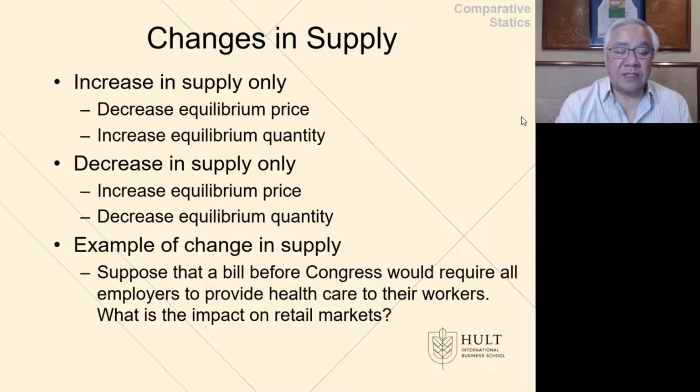And this is Congress. And we'll say that there's a bill before Congress that will require all employers to provide health care to workers. And what would be the impact on retail markets? We pick on retail markets because that's where low wage earners exist, and therefore it would greatly impact the number of people working or hired to work in retail stores.